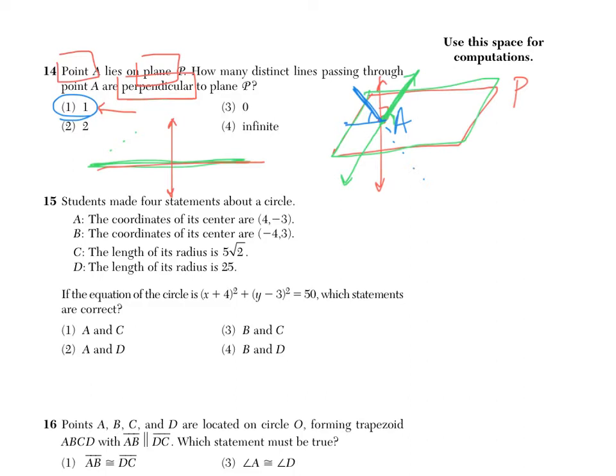which statements are correct? So if we think about circles, this is in that formula x minus h quantity squared plus y minus k squared equals radius squared. So first let's tackle the radius part so we can narrow it down to either C or D. If radius squared equals 50, in order to just get the radius we need to square root both sides. But as we know, the square root of 50 is not a nice number.